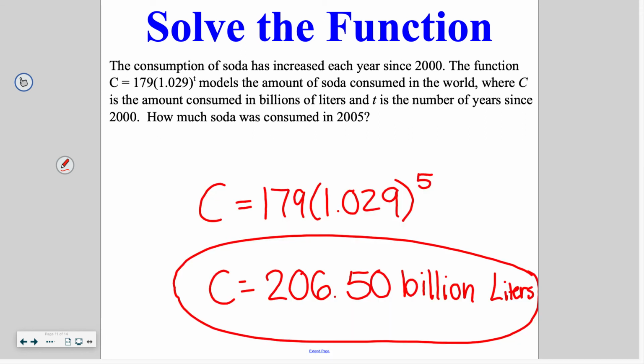In this case, our t, our time value up there, is the year since 2000. Since it's 2005, it is 5 years after. We plug in that 5 and get 206.50 billion liters of soda.